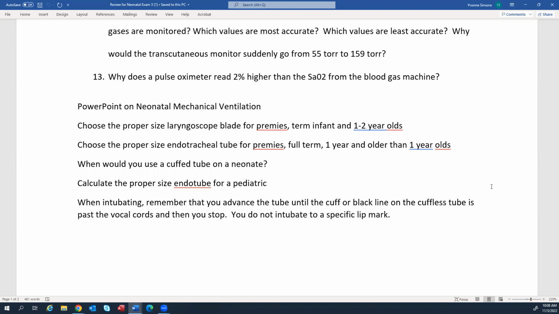So there's a formula for babies older than 1 year of age, and it's the age over 4 plus 4. So instead of knowing that they're premature, knowing that they're a full-term infant, if you're given the age, now you do age over 4 plus 4 to come up with the endotube size.